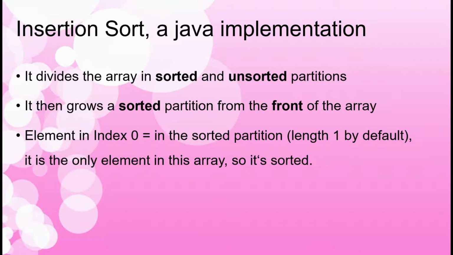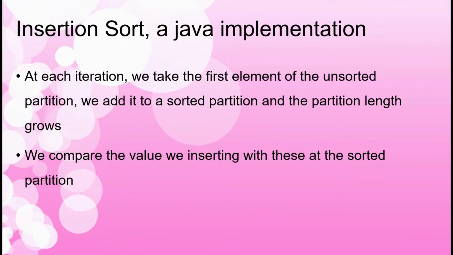Insertion sort divides the array into sorted and unsorted partitions. It then grows a sorted partition from the front of the array. The element at index 0 is in the sorted partition, and the length of this partition is 1 by default. It makes sense: it is the only element in this array, so it's also sorted.